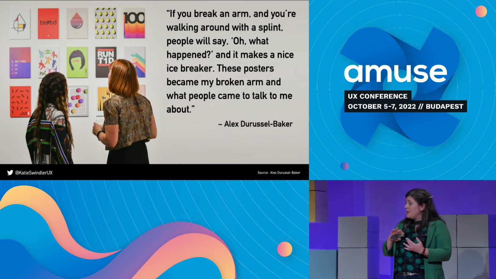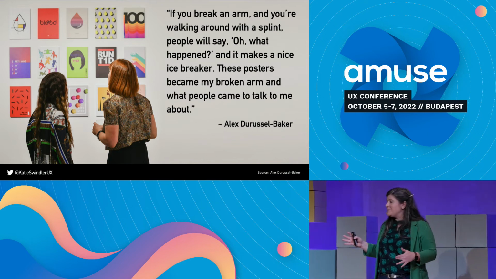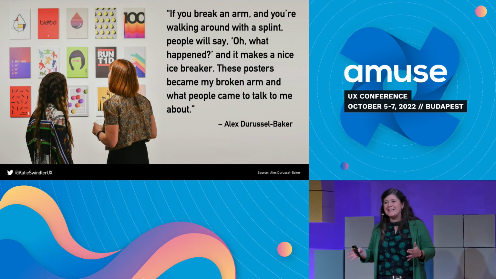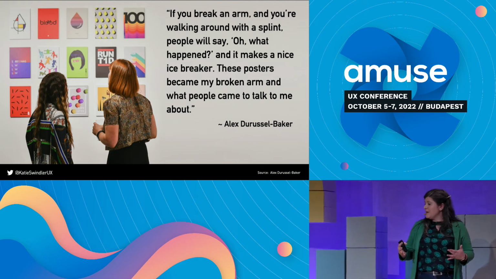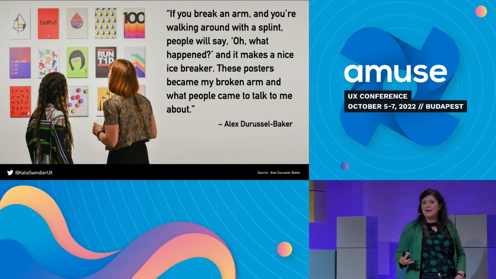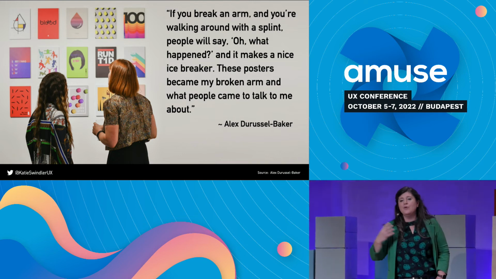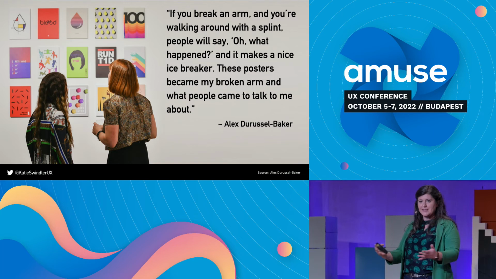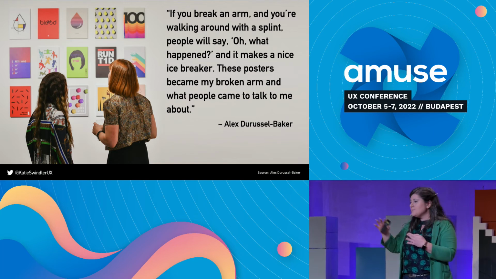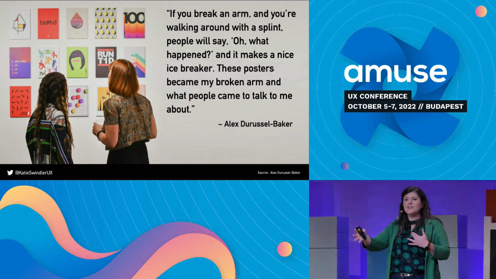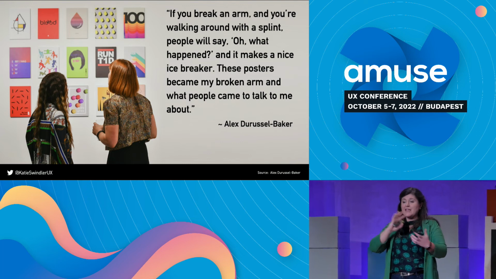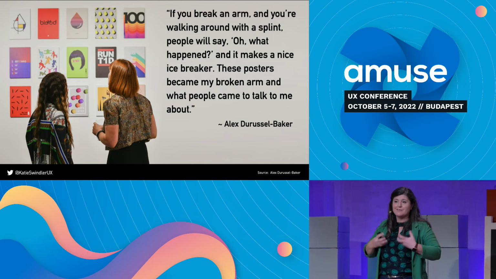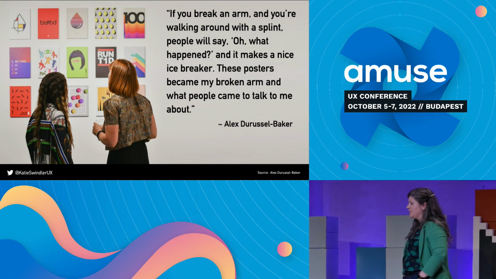And she said, if you break an arm and you're walking around with a splint, people say, "Oh, what happened?" And it makes a nice icebreaker. These posters became my broken arm and what people came to talk to me about. What she found was not only did it help her connect to a community of people who were undergoing the same situation as her, but these posters also opened a conversation pathway between herself and her family. So it really helped create a support structure for her as well.